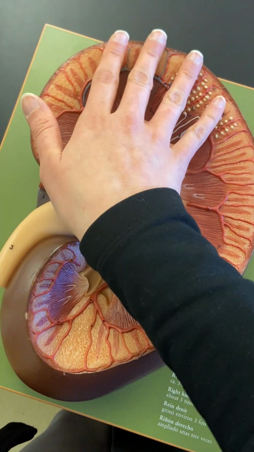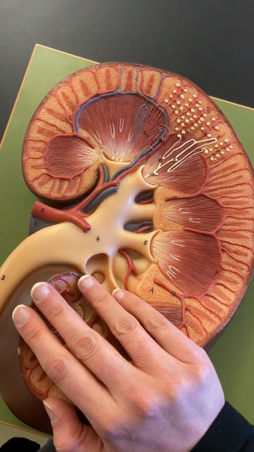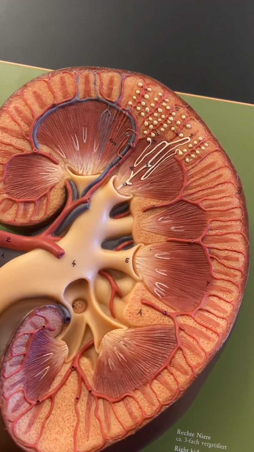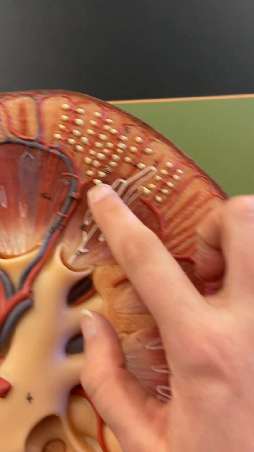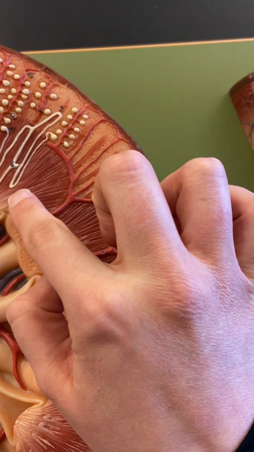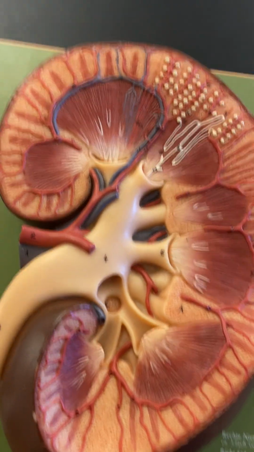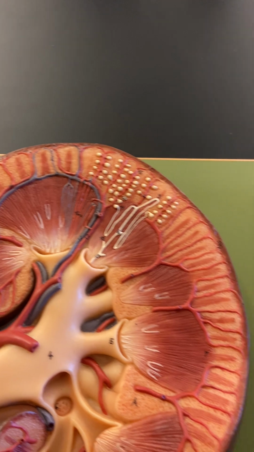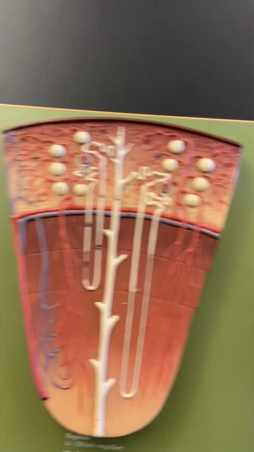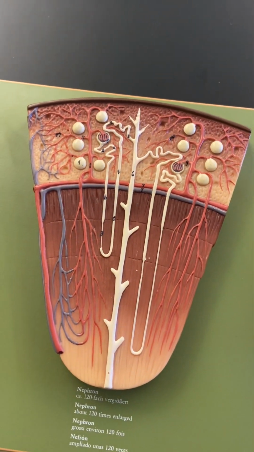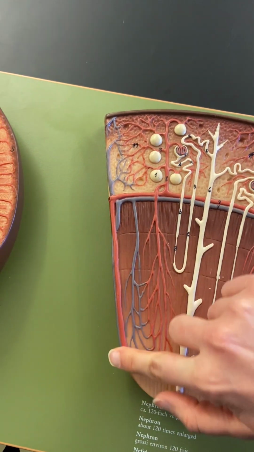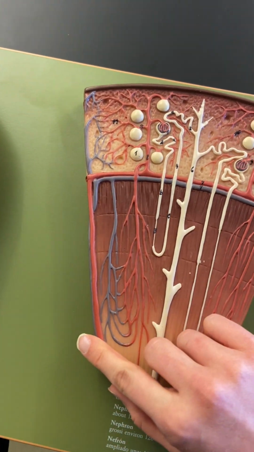And you see it radiates out into the cortex, so that's why it's called cortical radiate. These here are nephrons. So we'll get into that when we look at the pyramid. So let's look at the renal pyramid here. Here we have our interlobar artery and vein.